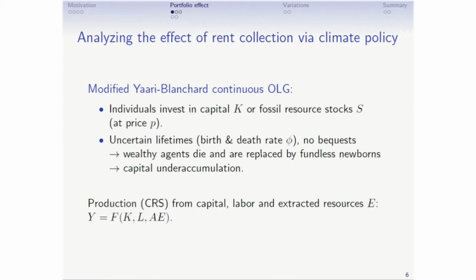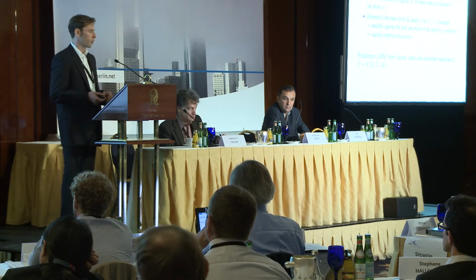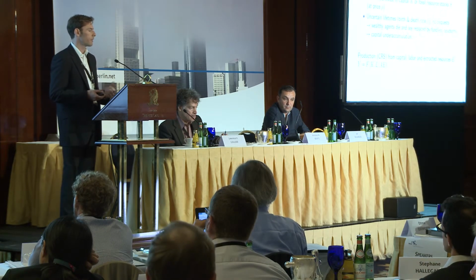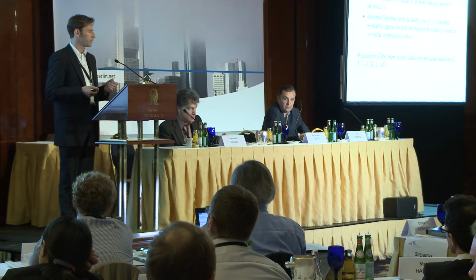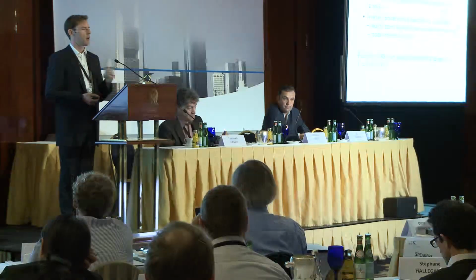And then there's the distinguishing but standard feature of this type of overlapping generations models, that agents have uncertain lifetimes, so they are born at a certain rate, phi denoted here, and also have a death rate or probability of death, phi, and then no bequests in this model. And this leads to the standard feature of the generation replacement effect, so continuously wealthy agents that possess capital and fossil resource stocks are replaced by fundless newborns. And this slows the growth of aggregate consumption and leads to capital underaccumulation.